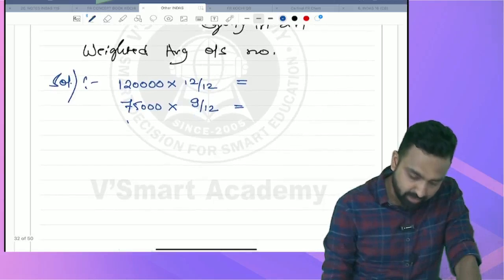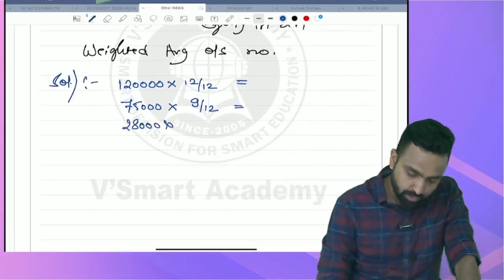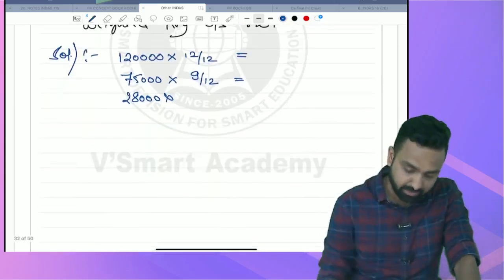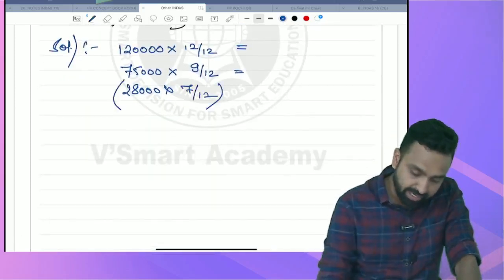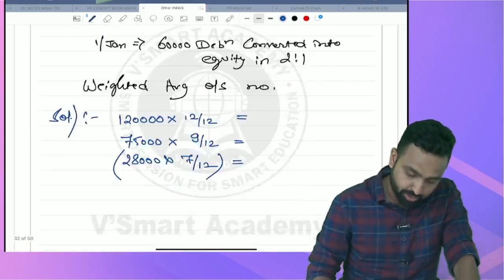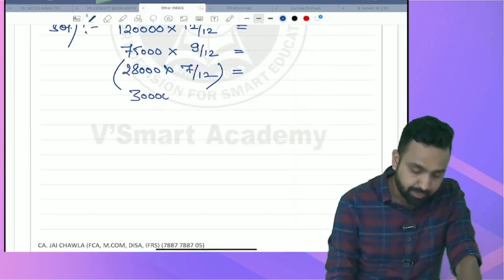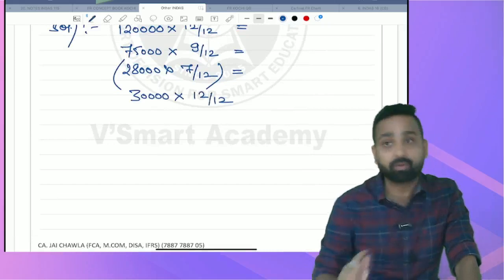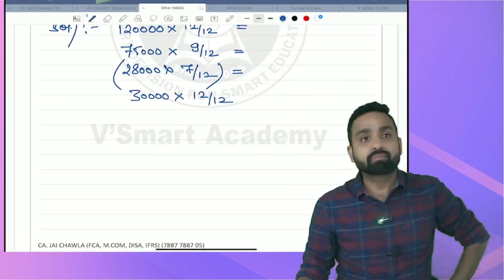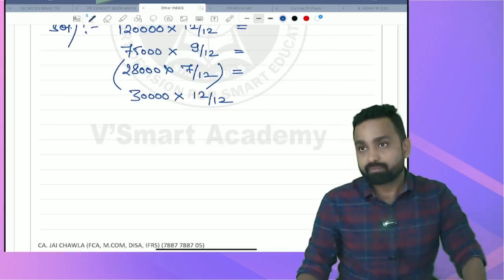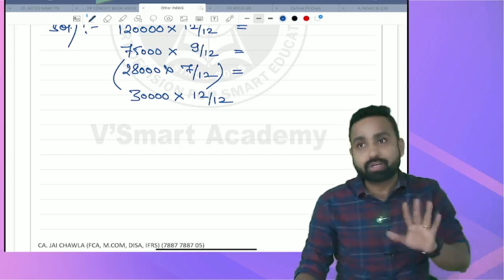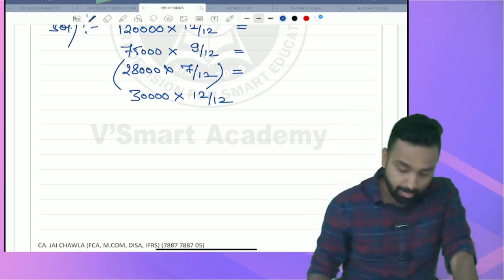Buyback is 28,000, from September, October, November, December, January, February, March, 7 months. But we need to minus it because it's a buyback. So bonus issue 30,000. As far as bonus is concerned, we always do 12 by 12. For bonus, you always give the time weight from the beginning of the previous year. As far as current year also, we need to do 12 by 12, beginning of the year.